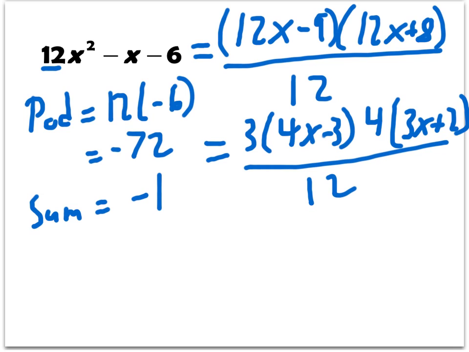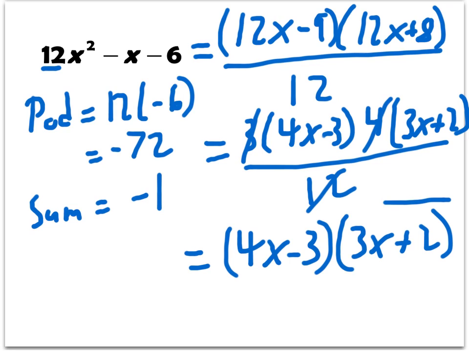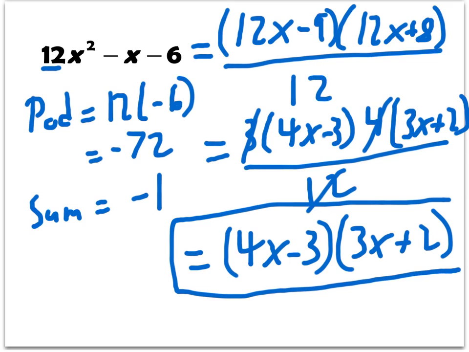divided by 12. And then 3 times 4 is 12. That's going to cancel off with that 12 down there. And so we get a 4x minus 3 times a 3x plus 2. And there we go. There's our fully factored equivalent algebraic expression.